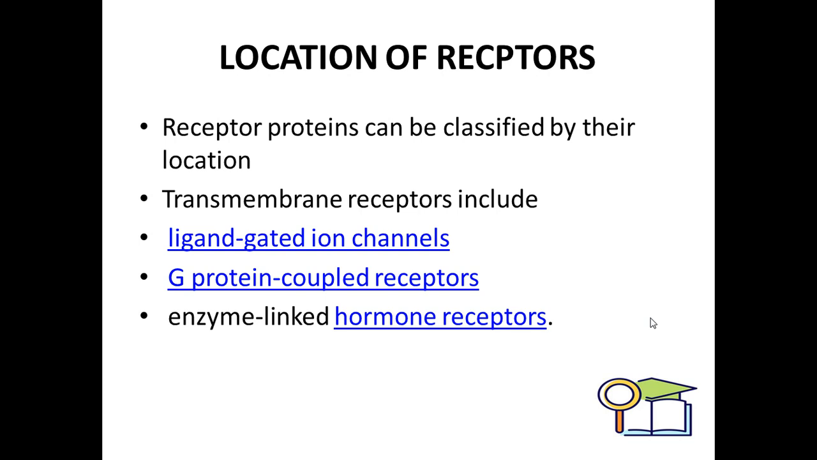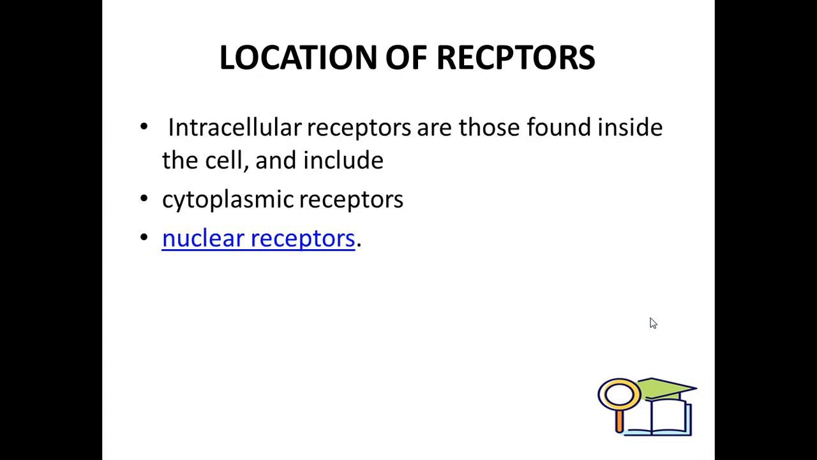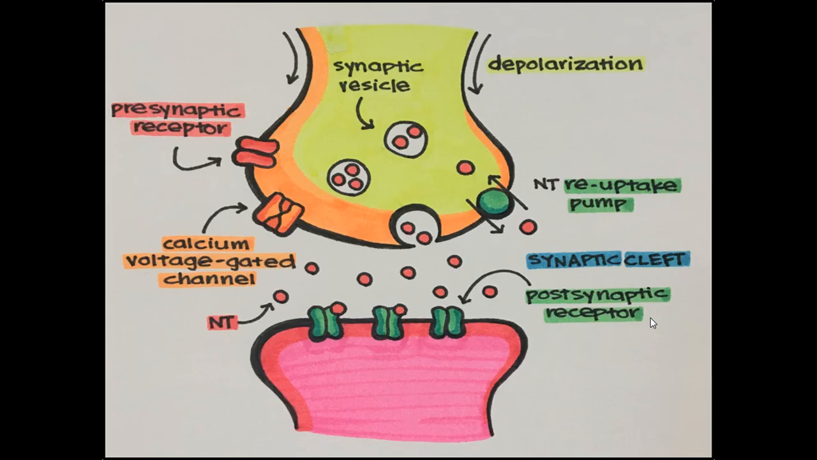Next, there are certain locations of receptors. What are the specific sites where receptors are located? Receptor proteins can be classified by their location. Transmembrane receptors include ligand-gated ion channels, G protein coupled receptors, and enzyme-linked hormone receptors. In the continuation of the location of receptors, there are also intracellular receptors. These are found inside the cell and include cytoplasmic receptors and nuclear receptors.